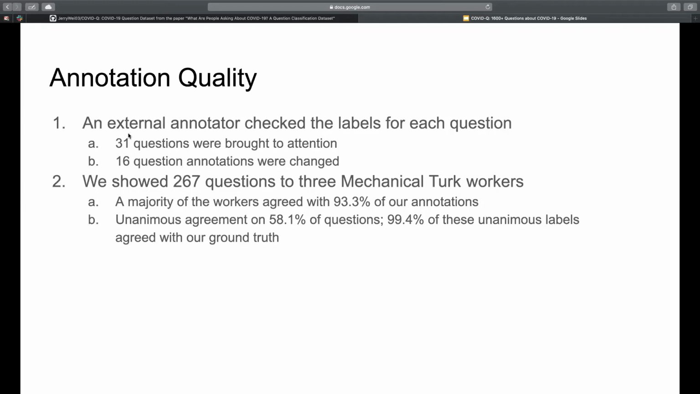As a second test, we also showed 267 random questions to 3 Mechanical Turk workers. And we found that a majority of the workers, so that's 2 out of 3 workers, agreed with 93.3% of our annotations. And there was unanimous agreement, which means all workers agreed, on 58.1% of our questions. And 99.4% of those unanimous agreement questions agreed with our annotations. And we take this as an indication that our annotations are generally correct.